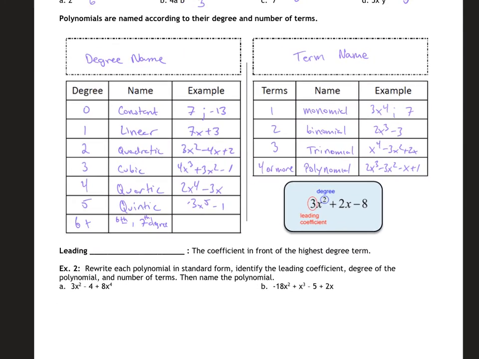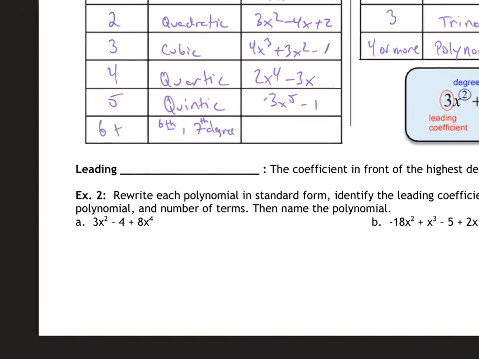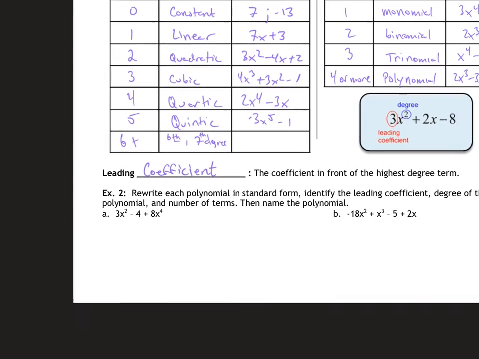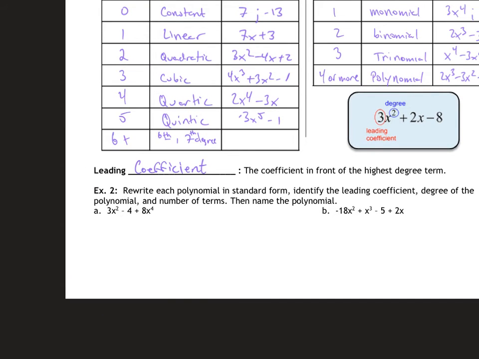All right. So here, let's look at it. The last thing that is important is the leading coefficient. The leading coefficient is the number that's in front of the highest degree term. So if you look in that blue box right here, I have a degree 2 because that's my largest exponent. The middle one's a degree 1. The last one's a degree 0, so 2 is the largest. My leading coefficient is the 3 that's in front of it. If I named it by number of terms, I have 3 terms, so that would be a trinomial.